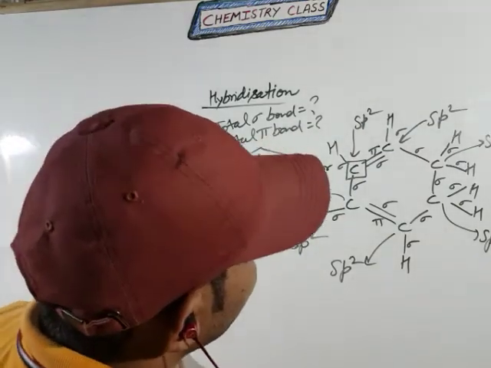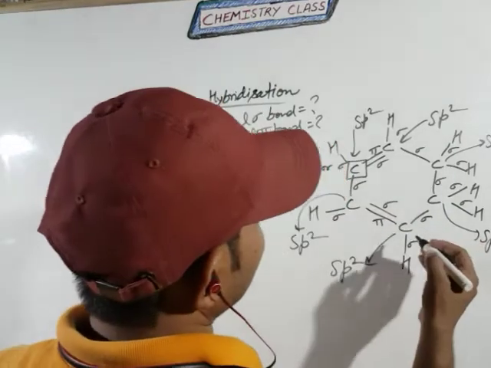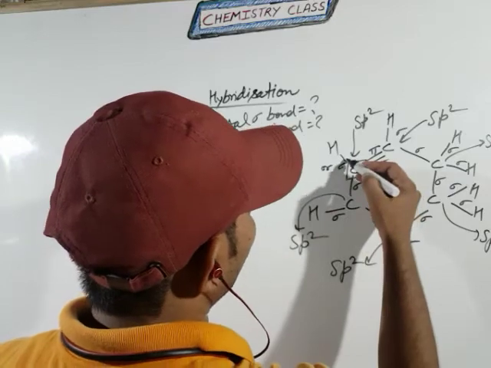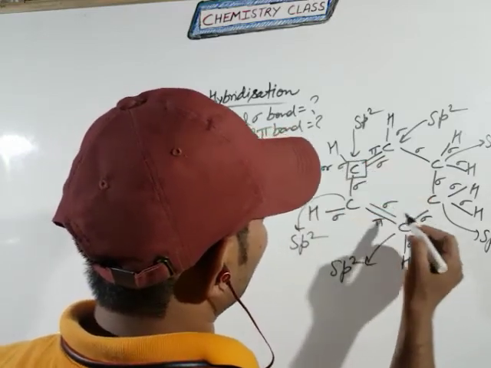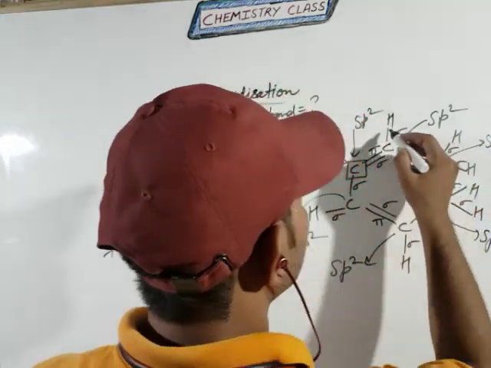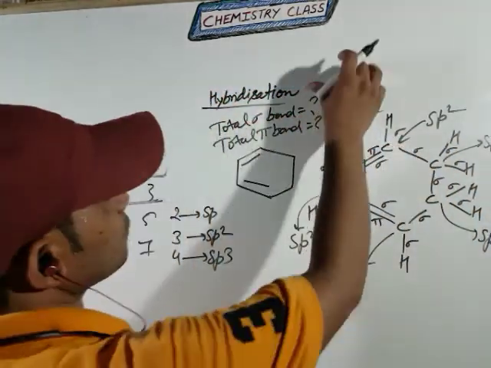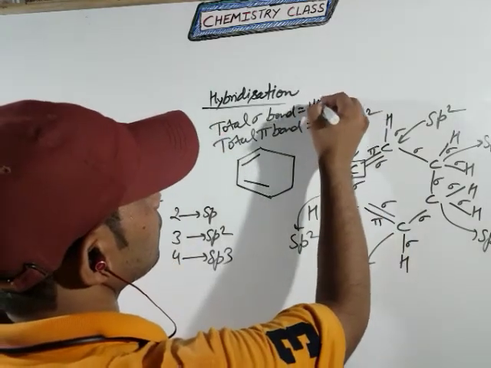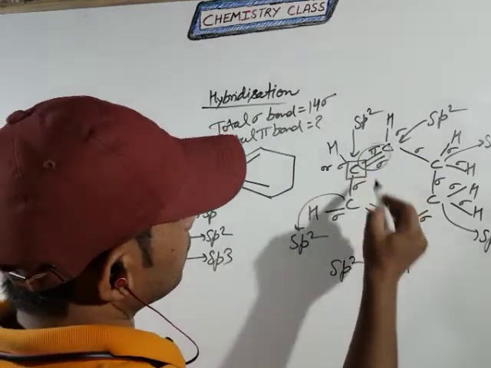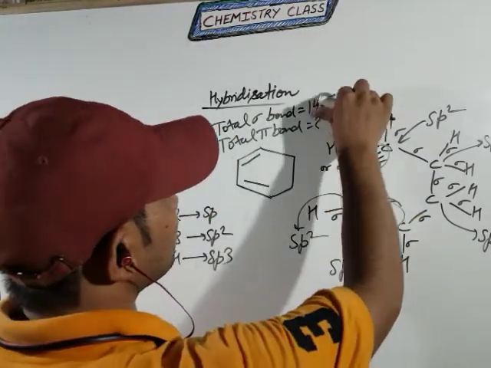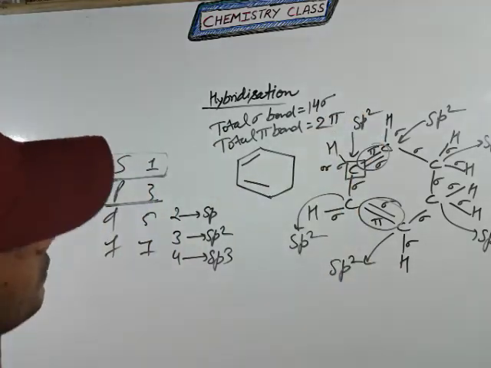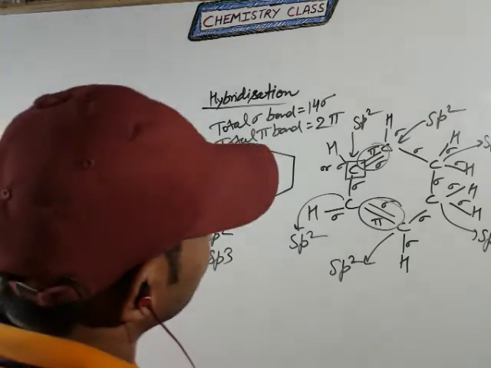So students, if we are calculating the number of sigma bonds, this is our central atom. If we take this as the central atom, 1 2 3 4 5 6 7 8 9 10 11 12 13 and 14. So 14 is the number of sigma bonds, and how many pi bonds? Only two double bonds are there, that's why pi bonds are 2. So this is the final answer for this question. Clear? Now it is clear to everyone.